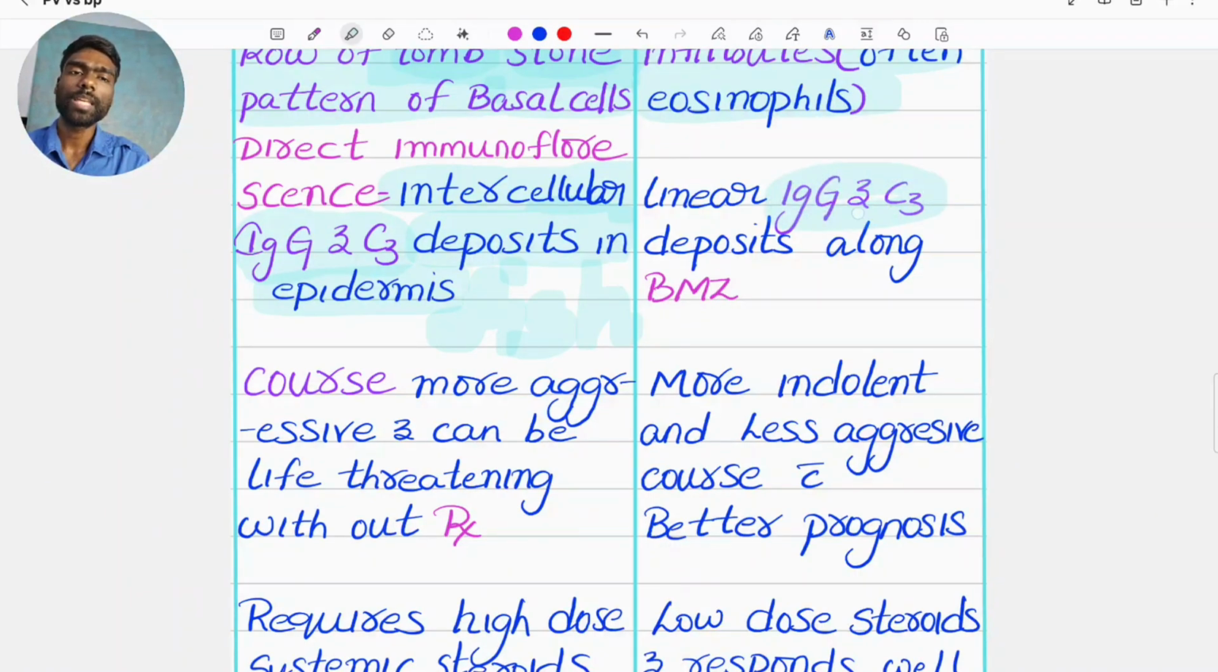Coming to Bullous Pemphigoid, the same IgG and C3 deposits are along the basement membrane zone, where the pathology is subepidermal. Here it will be linearly arranged IgG and C3. In vulgaris, it is a fish net like pattern of IgG and C3.